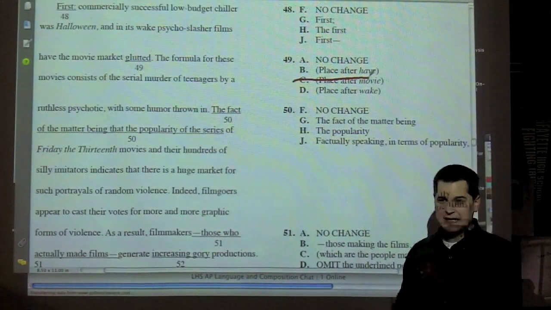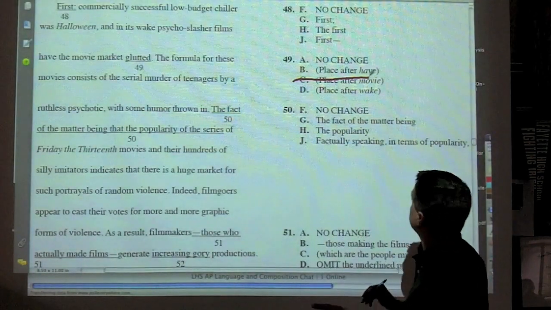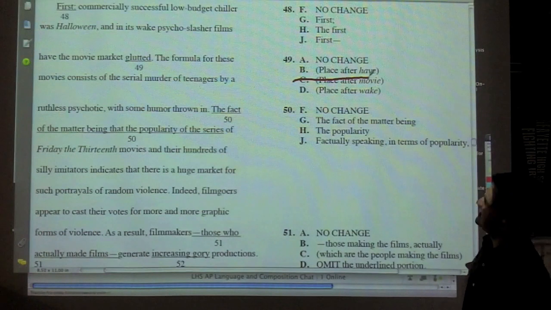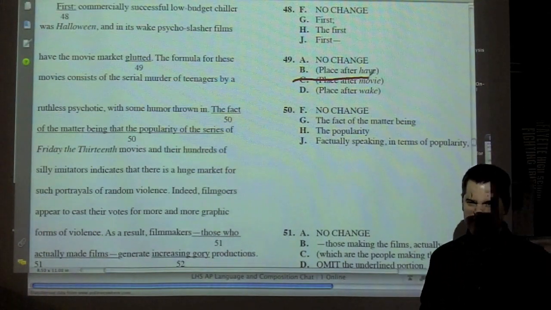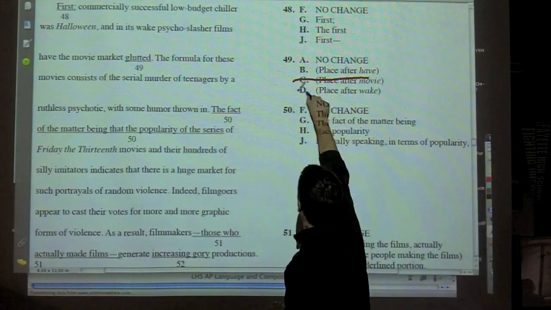After wake. I don't think anybody in this class voted for D, but that doesn't mean it couldn't be D. Let's do a quick double check. After the word wake: in its wake, glutted psycho slasher films have the movie market. It says the films are glutted. You think we should definitely take out D? I think we should take out D.